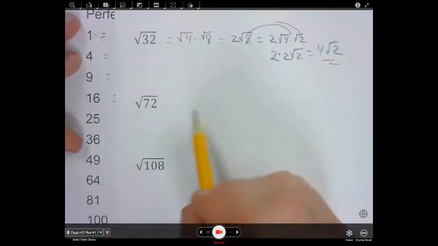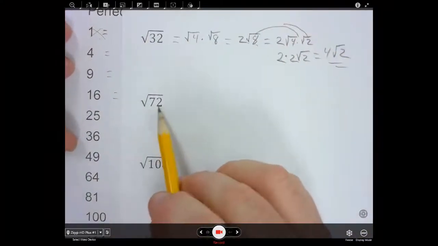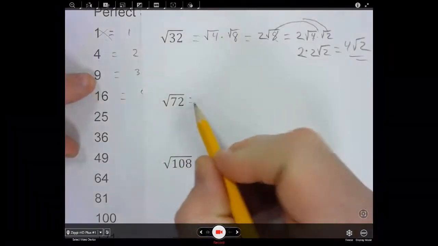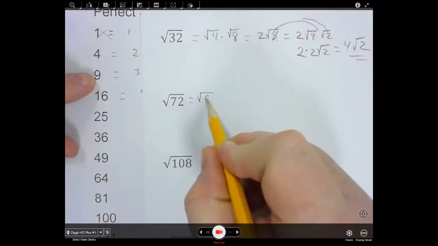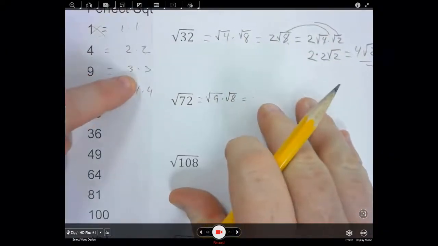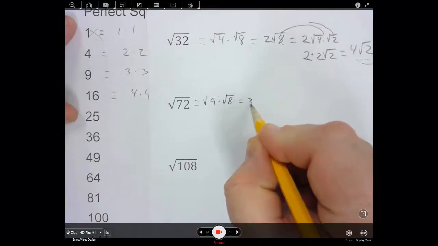We can try the same thing here with the 72. What number can we divide into 72? Well, it looks like a 9 will go into 72, so we can rewrite that as the square root of 9 times the square root of 8. And the square root of 9, as we can see right here, is 3. So 3 square root of 8.